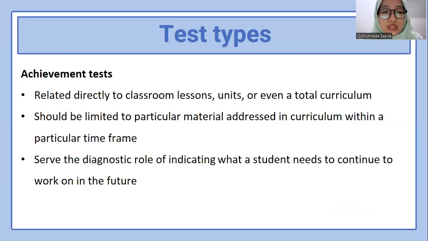And then the achievement test. An achievement test is related directly to classroom lessons, units, or even a total curriculum. Achievement tests should be limited to particular material addressed in a curriculum within a particular time frame and are offered after the course has focused on the objective in question. Achievement tests can also serve the diagnostic role of indicating what a student needs to continue to work on in the future.